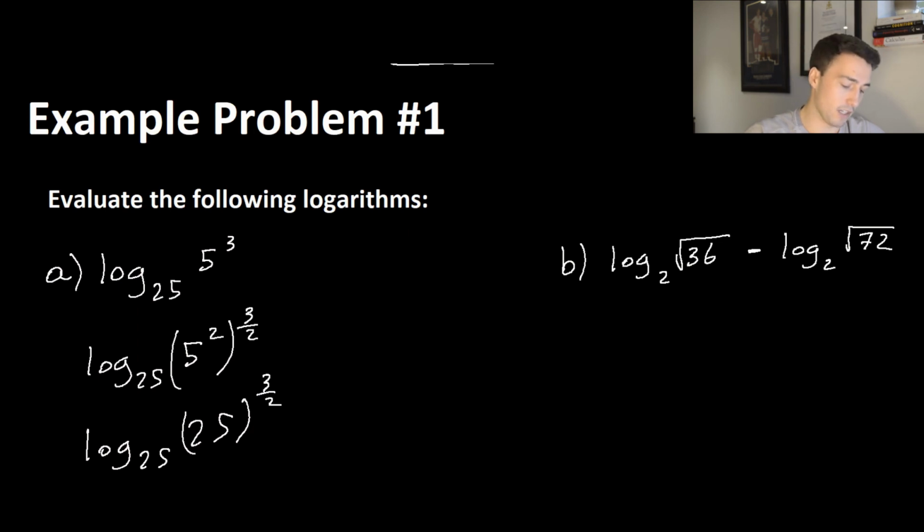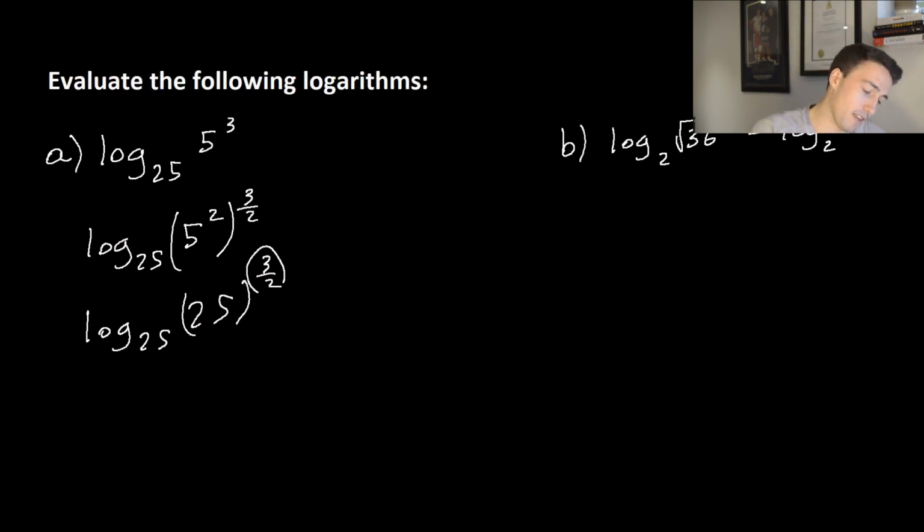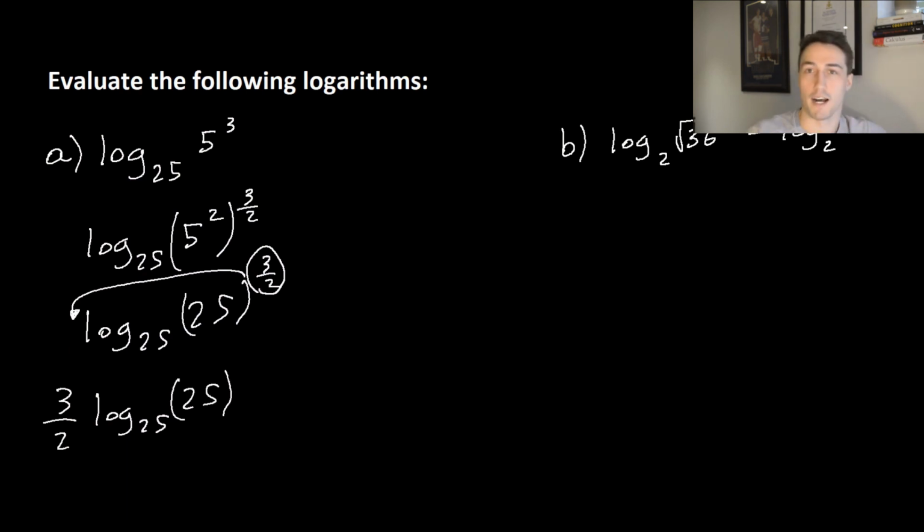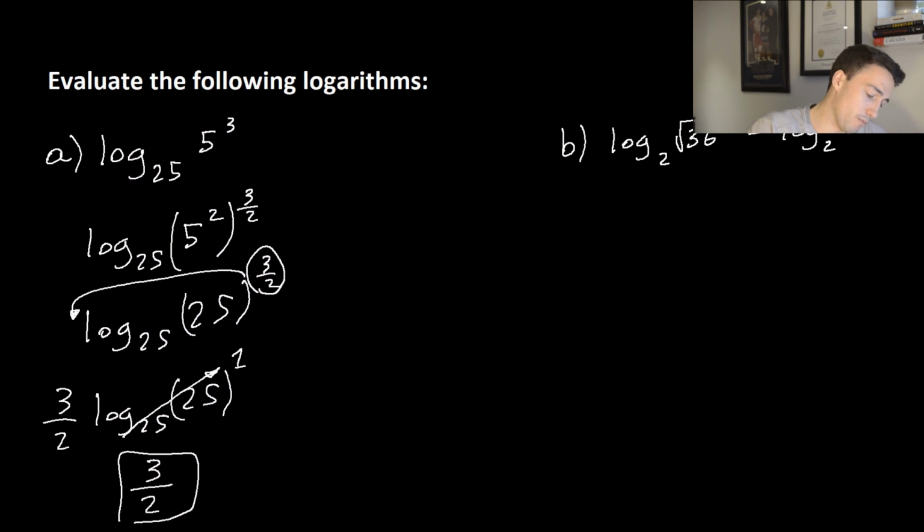So now I can look at this expression, and I can bring this in front, right? Because that's the power rule right there. So that'll be 3 over 2 log of 25, or log of 25 base 25. So again, we're saying 25 to what power will give us 25? That is obviously 1. So our answer ends up being 3 over 2.